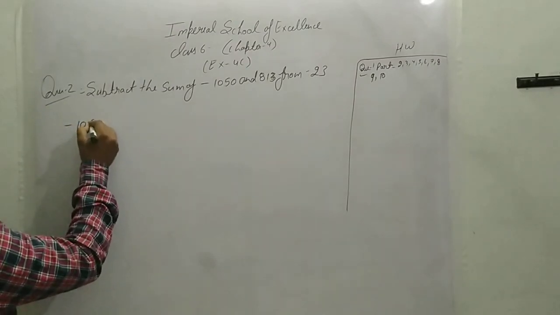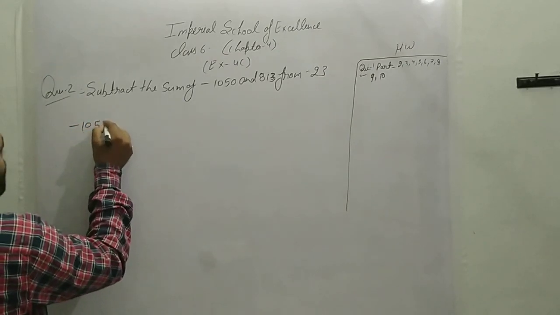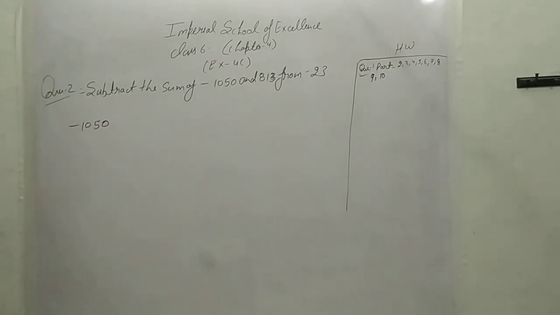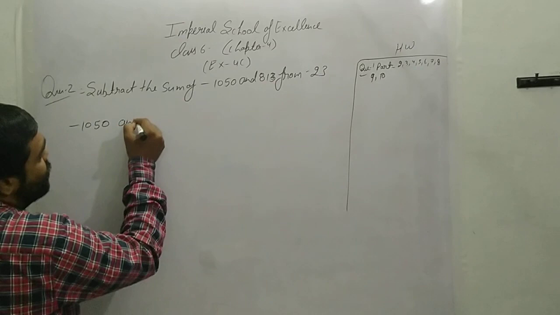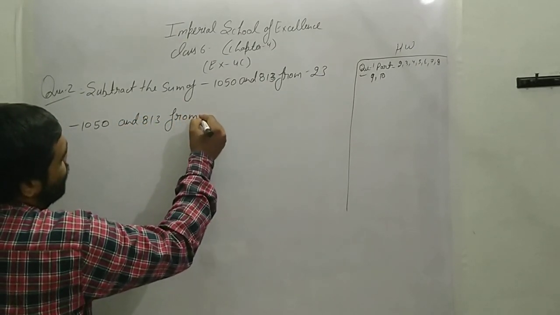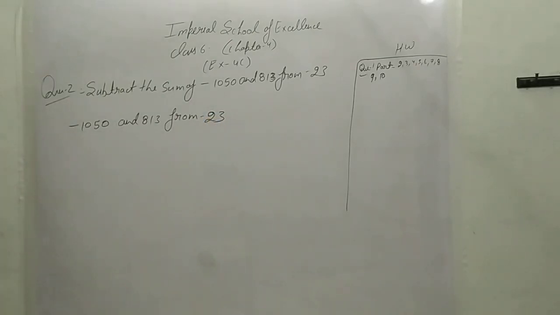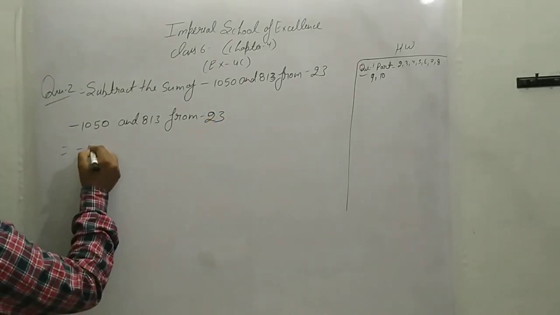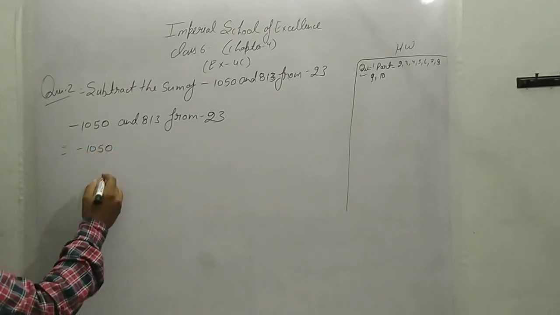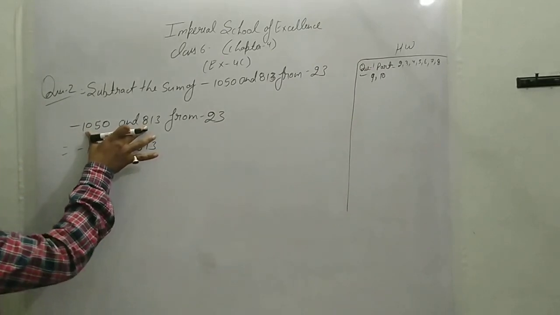Minus 1050 and 813 from minus 23. This is given to you. Then minus 1050 plus 813. We have to add these two numbers.